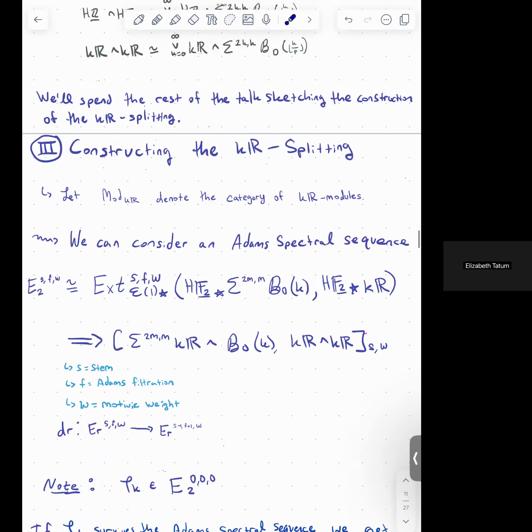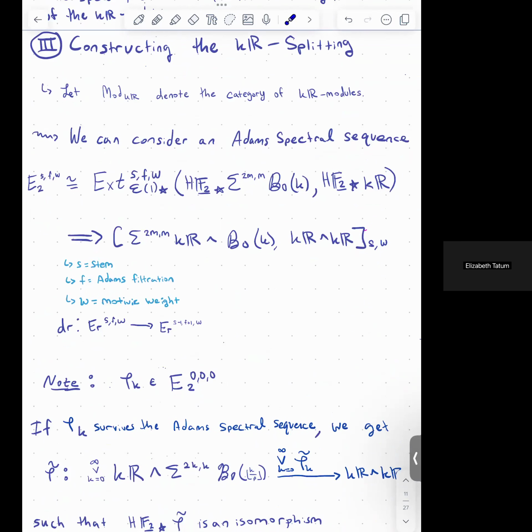Thanks. Okay, so constructing the KR splitting. The overall approach is exactly what we went through for KU smash KU, the non-equivariant case. But this time I'll try to get a little more into the computation of it.